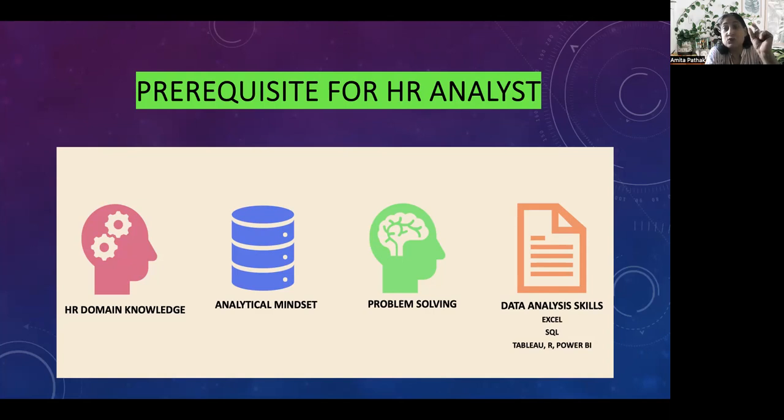So yes, if I have mastery over this, that will be a great thing. But if it is not there, it's okay. Slowly and slowly, I may enhance my level of learning for data analysis. Yes, it is not a single day job, but if I have a good technical mindset, that will be a great thing. But dear friends, if you have good HR domain knowledge, an analytical mindset, and problem solving skill, it's much easier to grasp the data analysis skill. Hope it is clear.